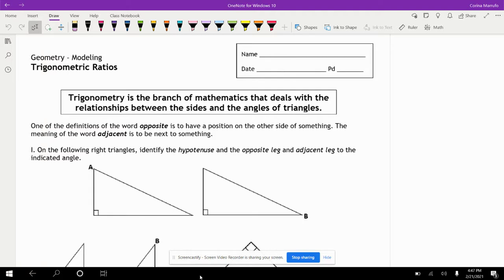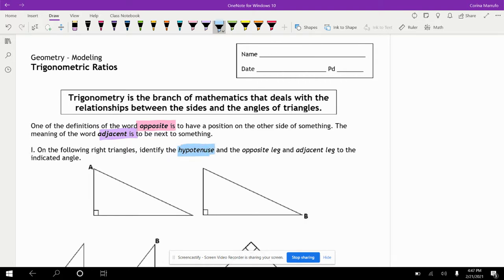One of the definitions of the word opposite is a position on the other side of something, and the meaning of the word adjacent is to be next to something. So we're going to be using these a lot: opposite, adjacent, and then also hypotenuse, which I hope you guys are pretty familiar with.